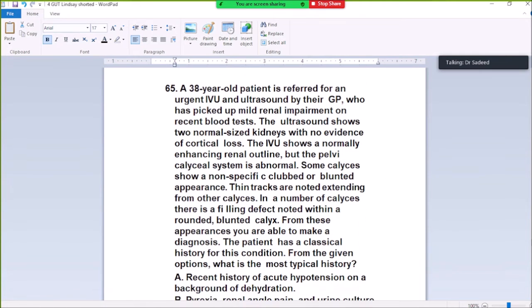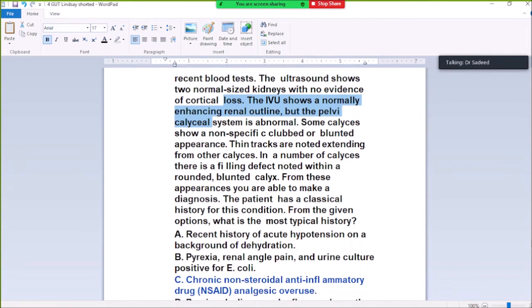Question 65. A 38-year-old patient referred for an urgent IVU by the GP, who has picked up mild renal impairment on renal blood tests. Ultrasound shows two normal-sized kidneys with no evidence of cortical loss. The IVU shows a normally enhancing renal outline, but the pelvicalyceal system is abnormal. Some calyces show a non-specific clubbed or blunted appearance. Clubbed calyces are seen in chronic NSAID use. In other calyces, there is a filling defect noted within a rounded, blunted calyx.